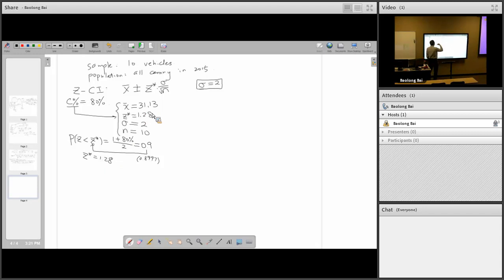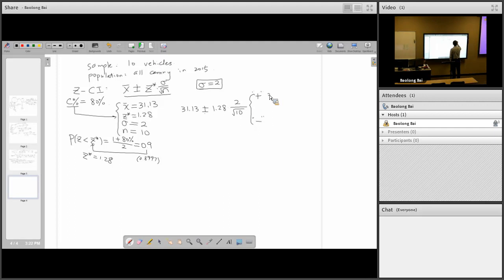So then you have everything you need to do the confidence interval calculations. You can plug in numbers: x bar, 31.13, plus or minus z star 1.28 times sigma equal to 2 over the square root of n, where n equals 10. When you calculate it, you need to make sure you calculate it twice, with addition and with subtraction, right? You have 2 different signs here.